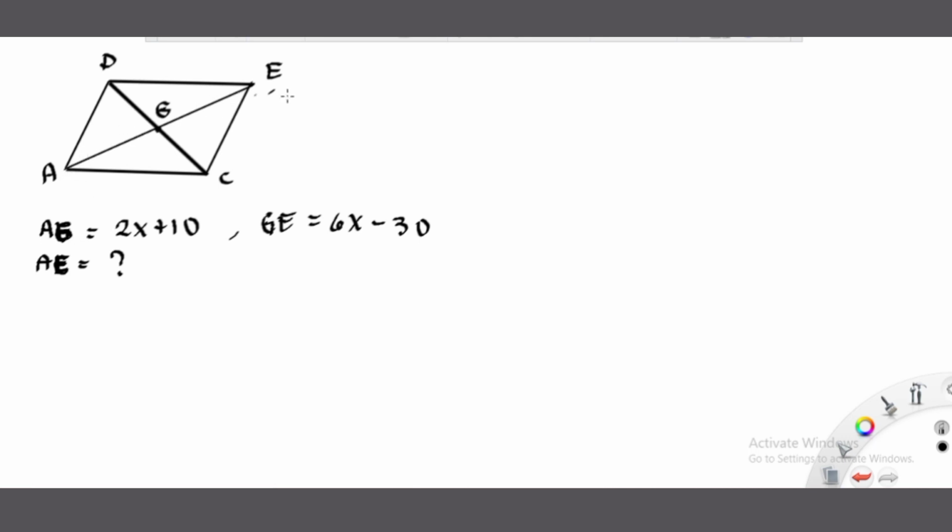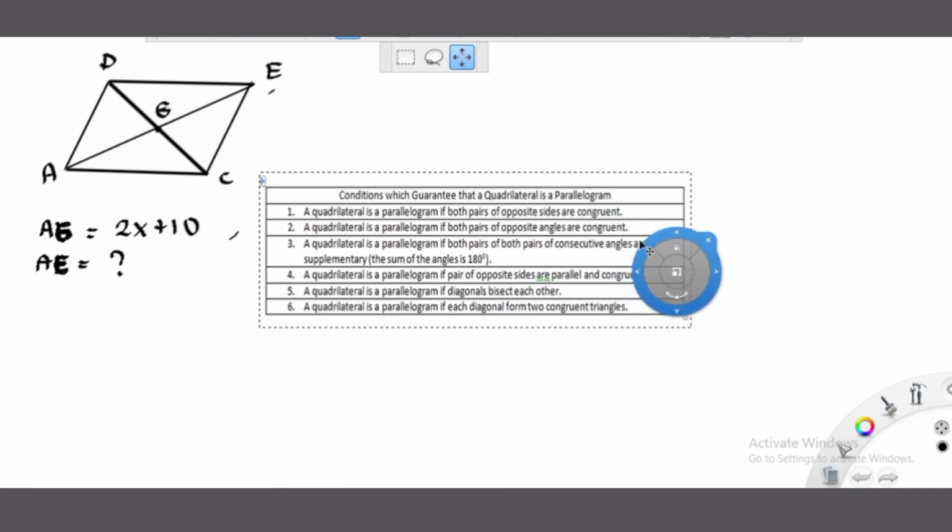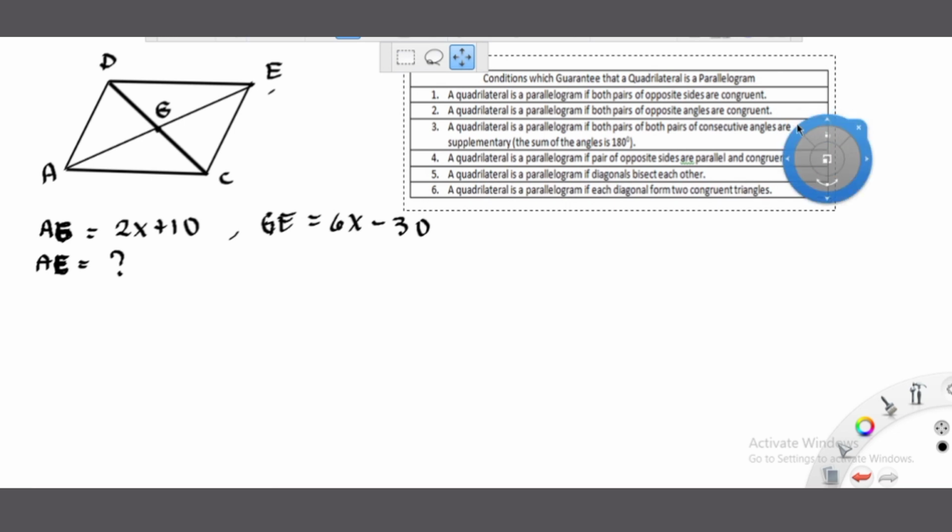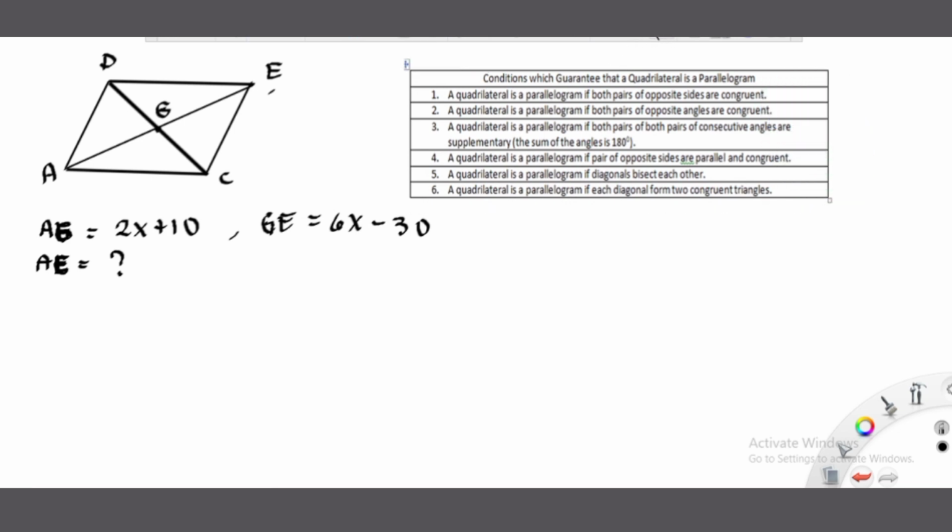Alright? So again, gamitin natin yung mga conditions or the properties of a parallelogram para ma-solve natin ito. Again, ang given natin ay AG. Ito siya. So, lagyan natin, this is 2x plus 10. And GE, ito ang GE, this is 6x minus 30. At hinahanap natin yung kabuuan, yung AE. Alright? So, anong condition ang gagamitin natin to solve for this?